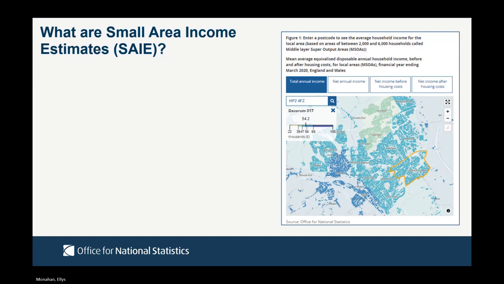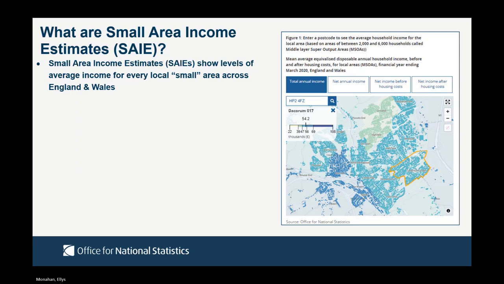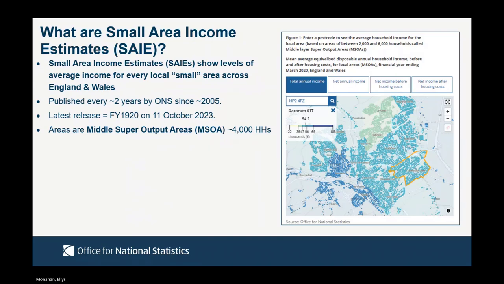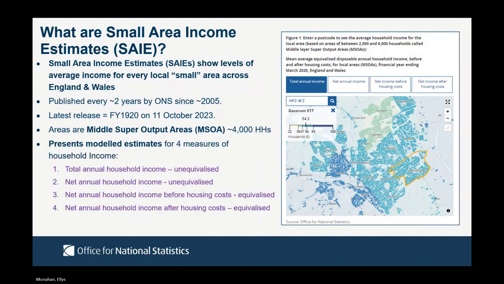Okay, so what are small area income estimates? They're published every 2 years by the ONS for the last 20 years. The latest release came out last October in respect of financial year ending 2020. They're down to middle super output area level. So to give you an idea, that is roughly the same size as a ward. It typically contains 4,000 households and there are 7,200 in England and Wales. And that's an example. I'll show you more of the area.